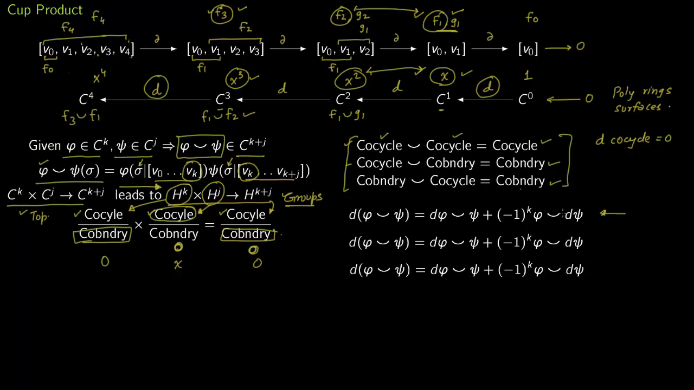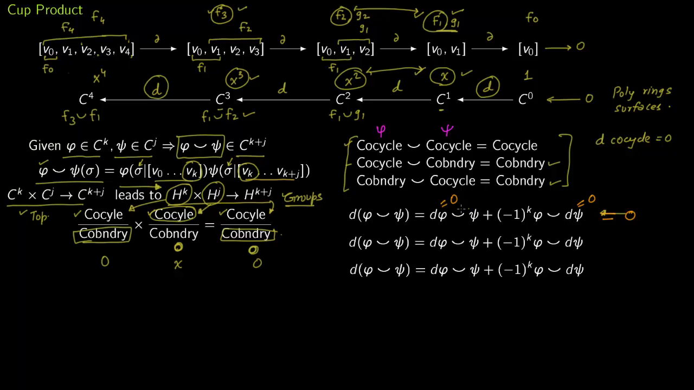So the first thing you notice is you start with this varphi and phi. So varphi is a cocycle and phi is a cocycle. So that means this is 0 and this is also 0. So this entire cup product is also 0. So this term will be 0.